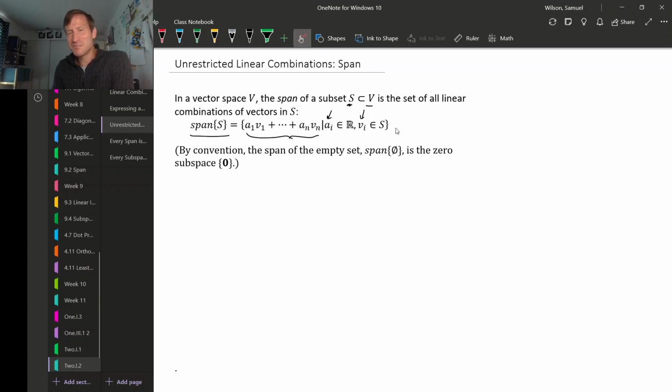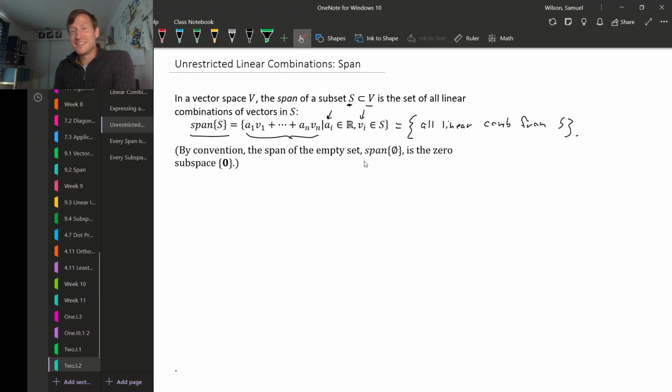This way of writing it might look complicated, but really this is just a very symbolic way of saying all linear combinations of vectors from S, right? It looks tricky when you write it out precisely mathematically, but the idea is just you take vectors from S and mix them together in every possible way using linear combinations.